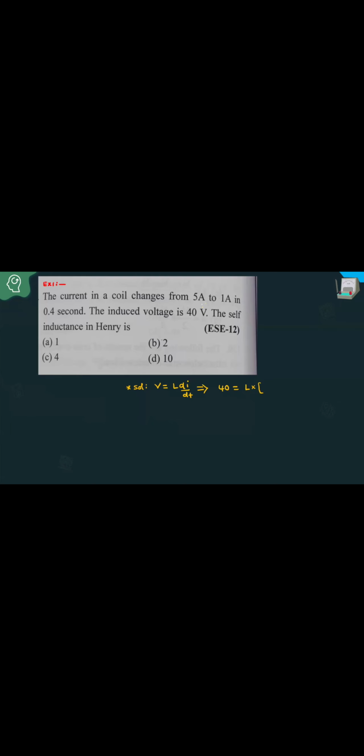The current is changing from 5 amperes to 1 ampere, that is 5 minus 1, in how many seconds? 0.4 seconds. Then what does the inductance equal, friends? This is 40 into 0.4 by 4. The voltage is 40 volts. How much did you get? All of you check it. I got L equal to 4 Henry. So option C is correct.